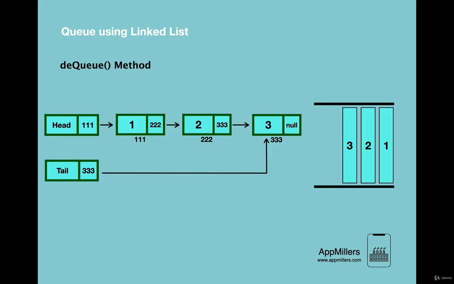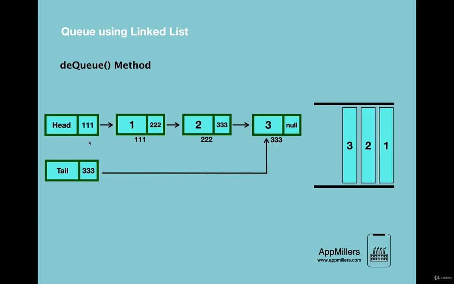So in this case, when we call the dequeue method, we need to remove this element from here. We know that to remove an element from the beginning of a linked list, we need to destroy a link between head and this node over here. So we need to set the head reference to point to the second node. We know that the second node's physical location is 222. So we will set the head reference to 222.